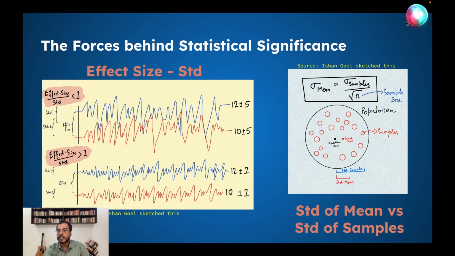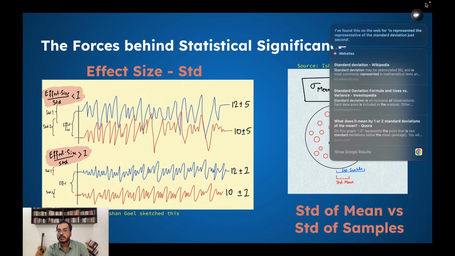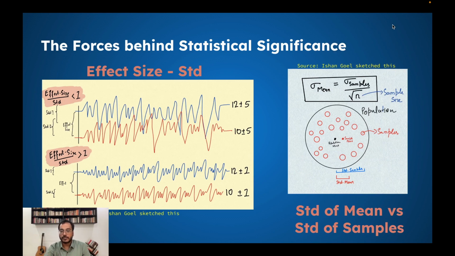So if you look at this, the width of this pie is representative of the standard deviation. Just a second. Okay, I found this on the web. Just a second, check it out. Sorry for that, my Siri. Yeah.